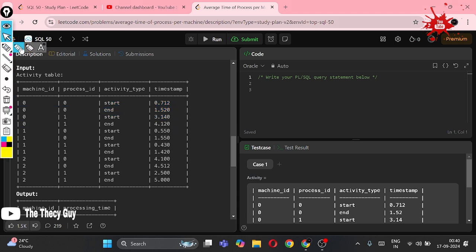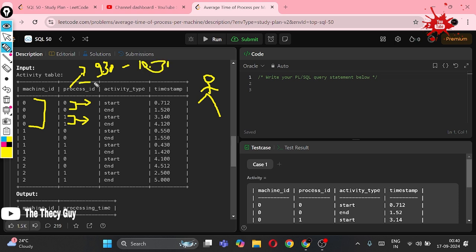If you don't understand, let me give you an example. Assume this is your mom, and mom's ID is 0 for now. The process IDs are 0 and 1, that means mom has two children. She tells her first child to go to the market and bring her something, and the time was 9:30 or so. He goes to the market and comes back at 10. So the time difference is 30 minutes. Same here, you can subtract this from this and you will have one answer.